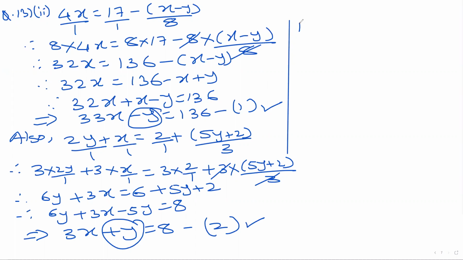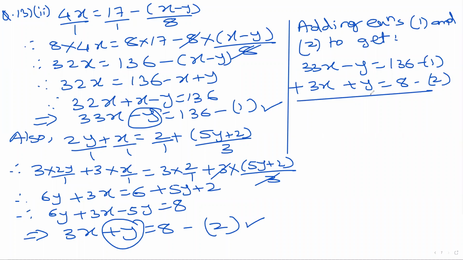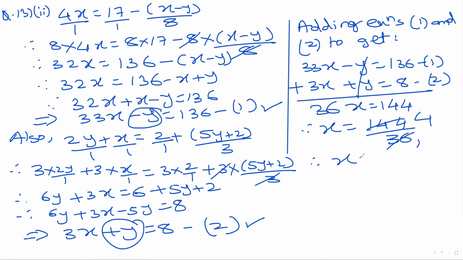So what you will say? Adding equations 1 and 2 to get 33x minus y is equal to 136 plus 3x plus y is equal to 8. So y will get cancelled. You get 36x is equal to 136 plus 8, which is 144. So x will be 144 upon 36. x is equal to 4.